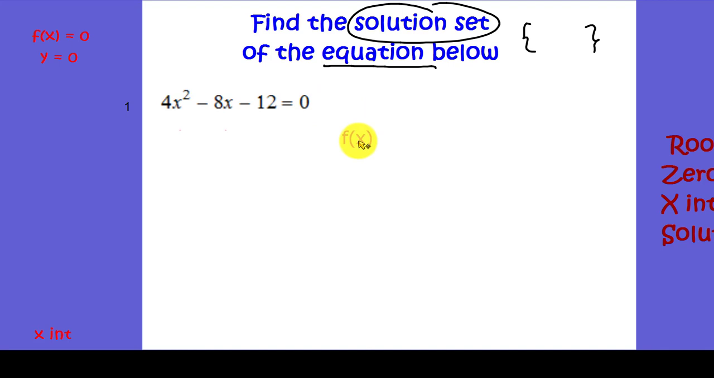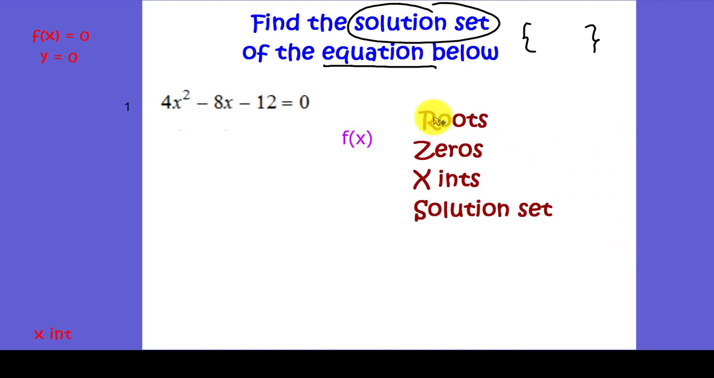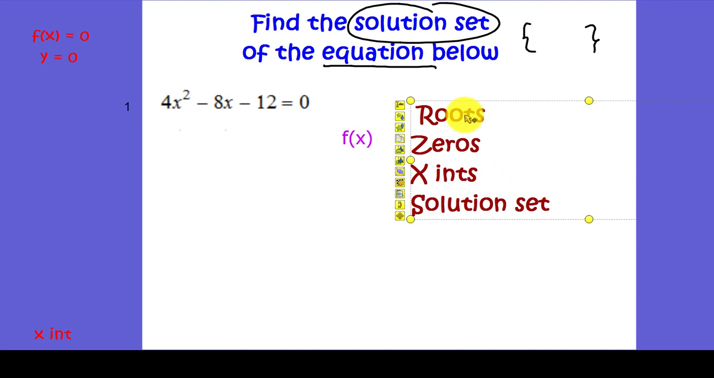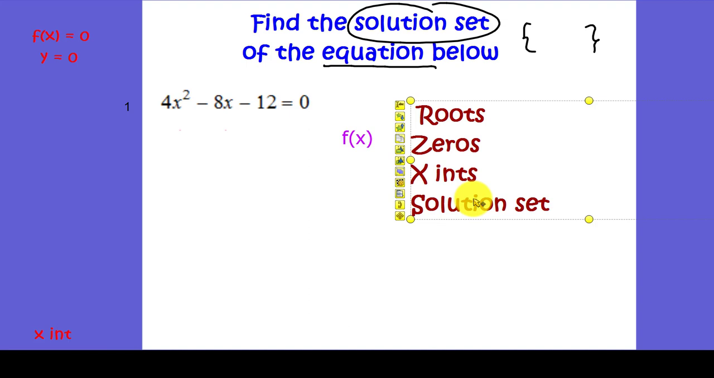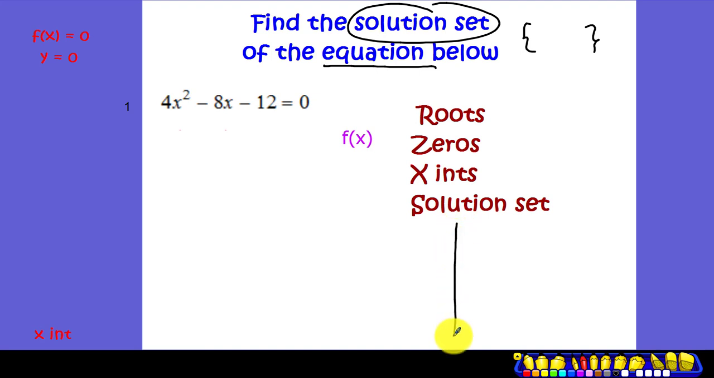That process is the same thing as finding the roots, finding the zeros, finding the x-intercepts, and finding the solution set. They mean the same thing. So when they ask you to find the solution set, you're actually finding the zeros or the roots or the x-intercepts. Now, what are x-intercepts again? Do you remember what x-intercepts are?